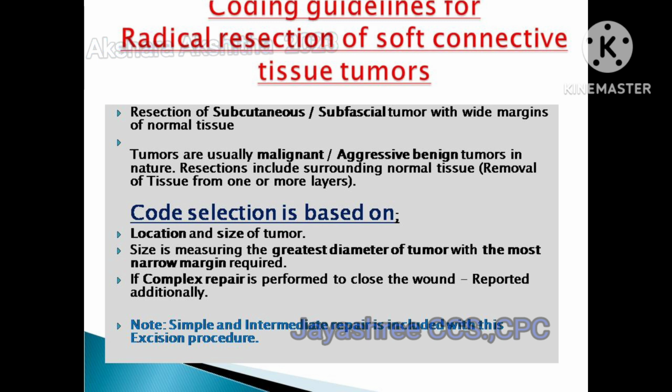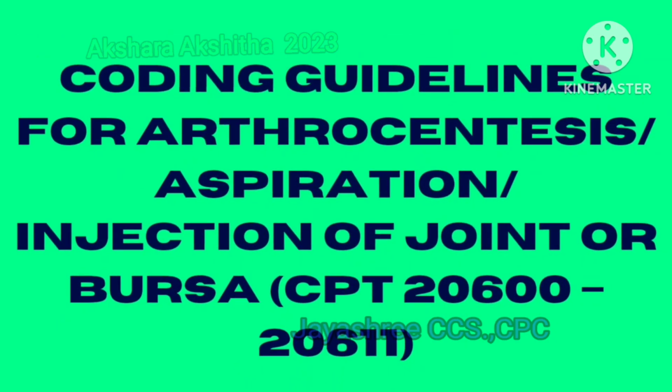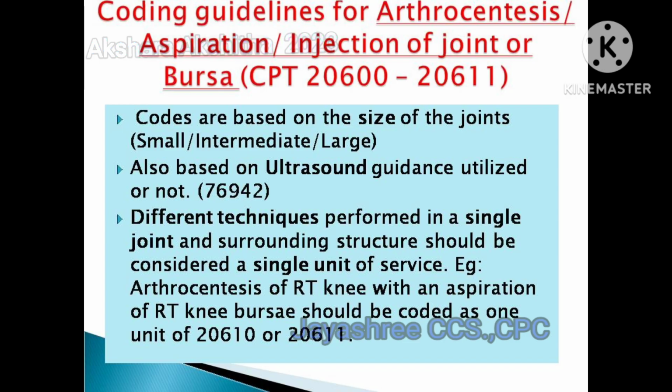Then the next coding guideline is arthrocentesis, or aspiration and injection of joint or bursa. The code range is 20600 to 20611. The code is based on the size of the joint. The joint is either small, intermediate or large. The code set is 2 codes, based on whether ultrasound guidance was utilized or not.